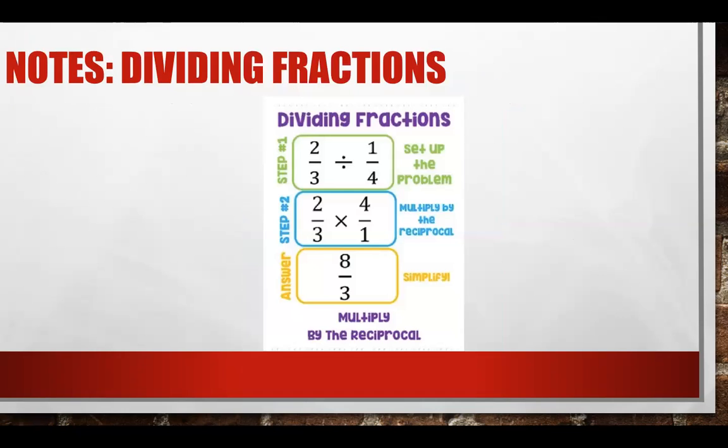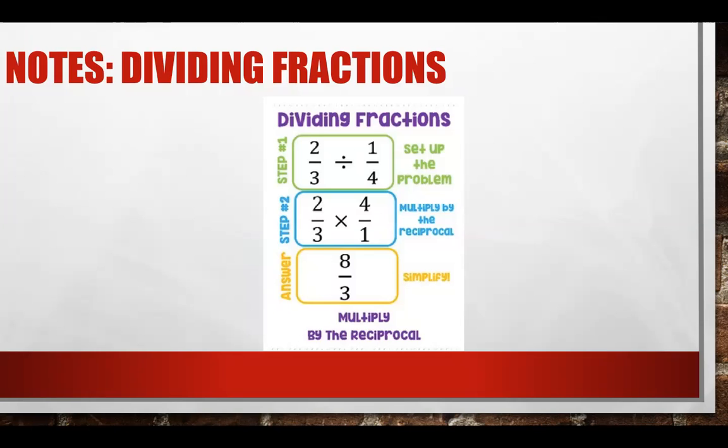All right, so dividing fractions. Step 1, set up the problem. So we have 2 over 3 divided by 1 over 4. Step 2, 2 over 3 multiplied by 4 over 1.